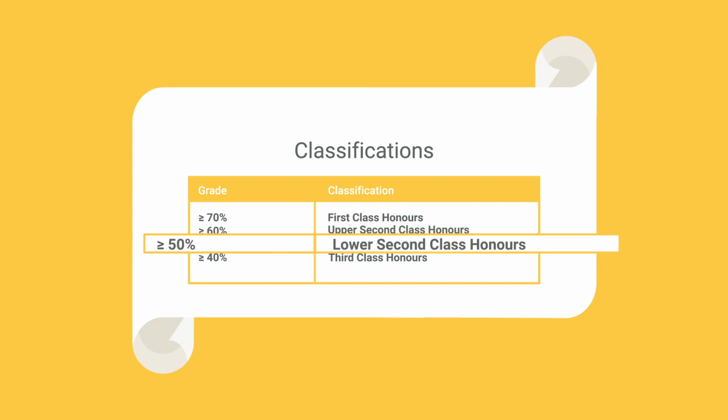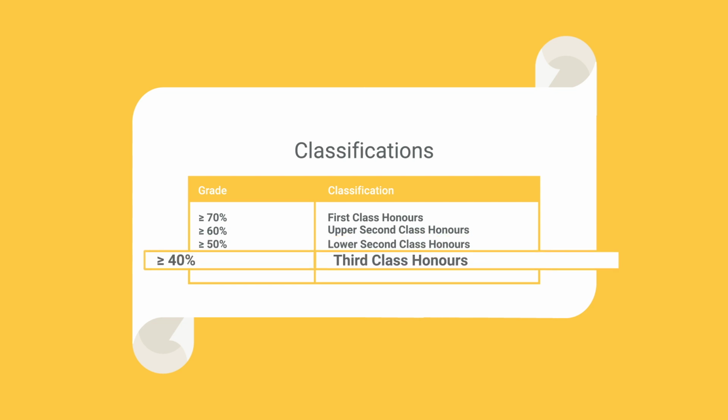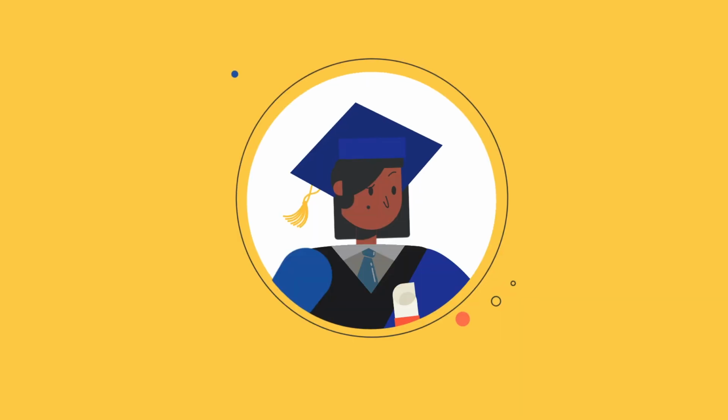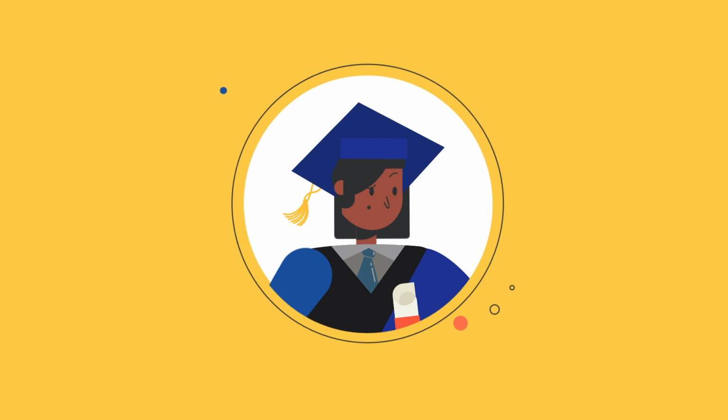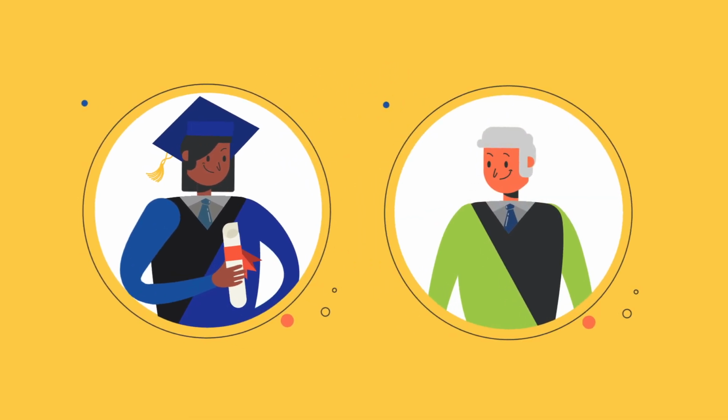Lower Second Class Honours, you'll need a credit weighted average of at least 50%, or 48% if you've also achieved at least 50% in 120 credits, of which at least 30 must be from your final year. Third Class Honours, you'll need a credit weighted average of at least 40%. If you have any questions about your degree classification, get in touch with your personal tutor.